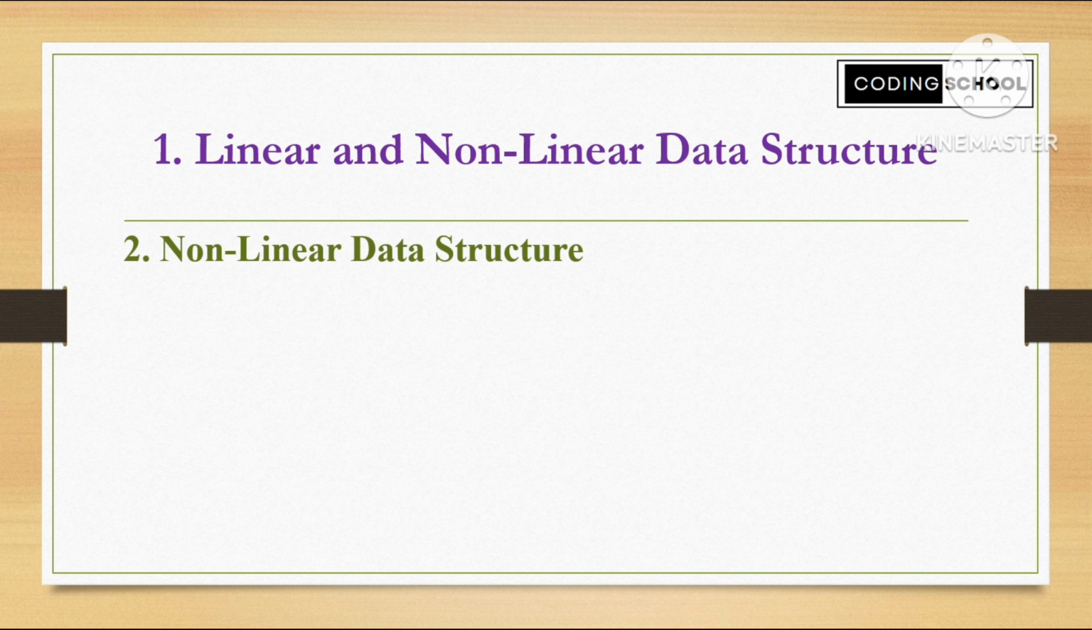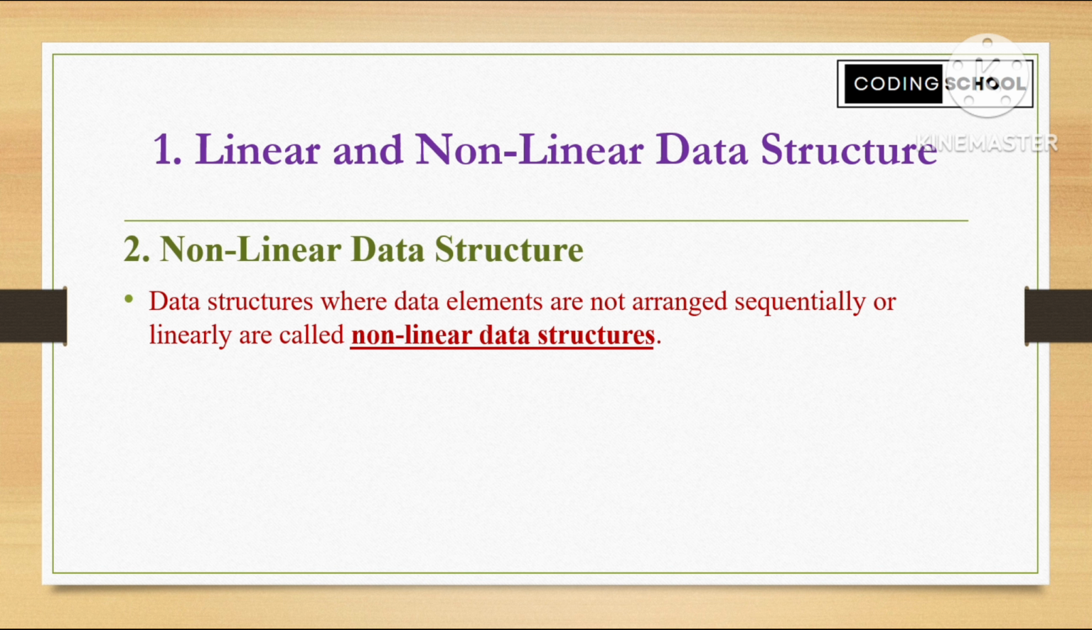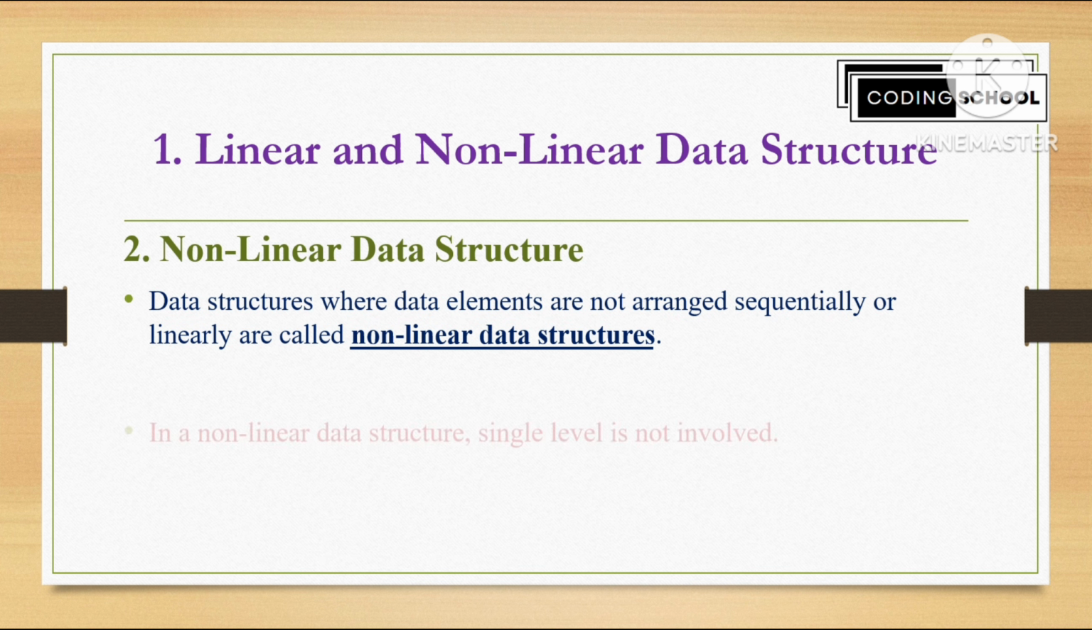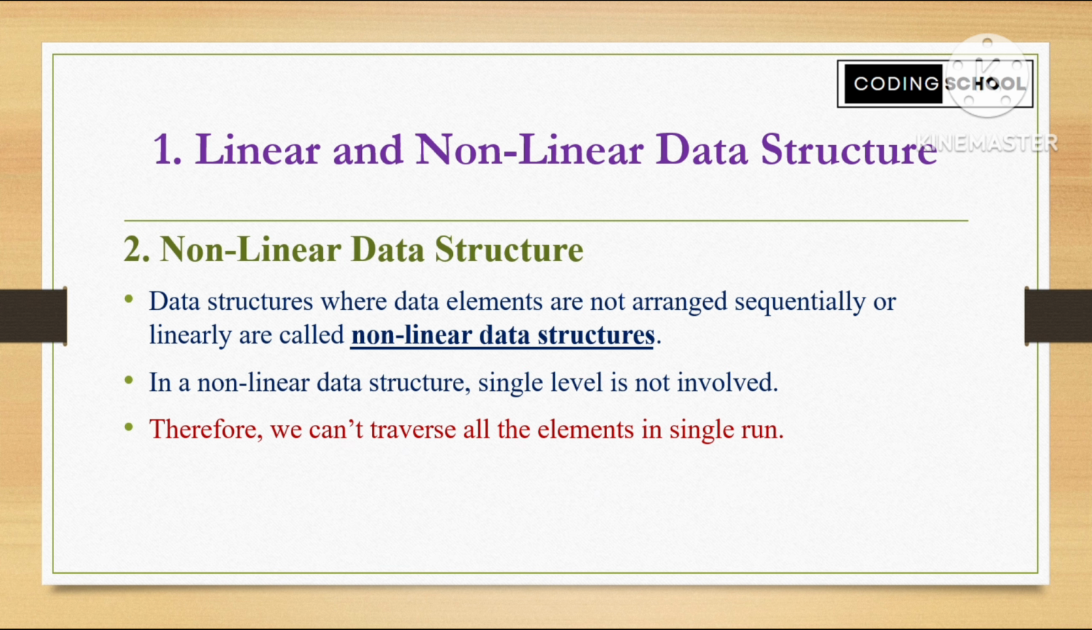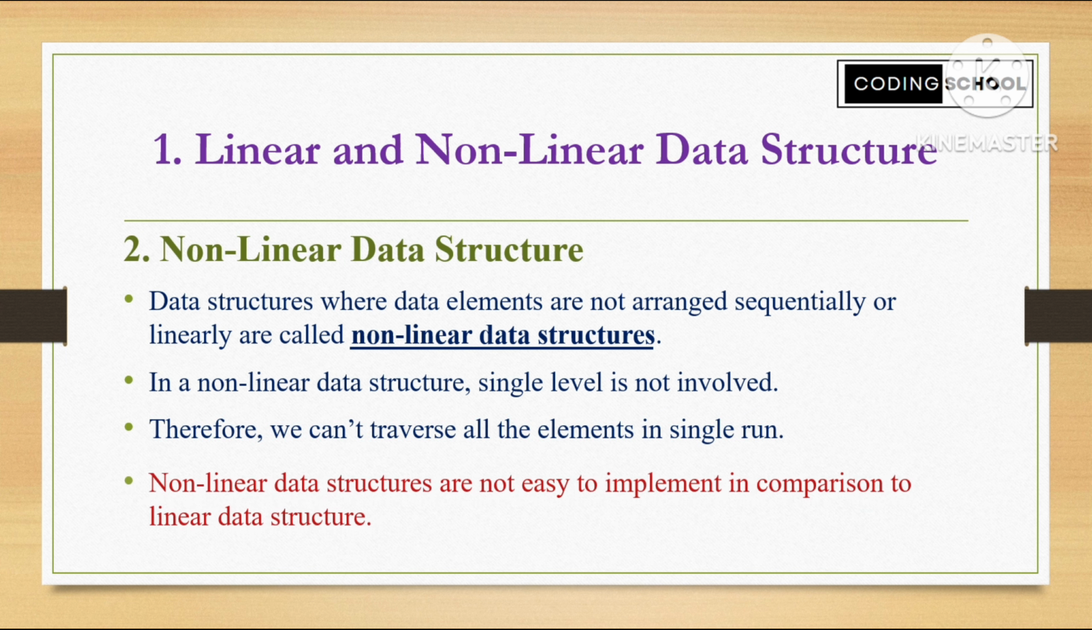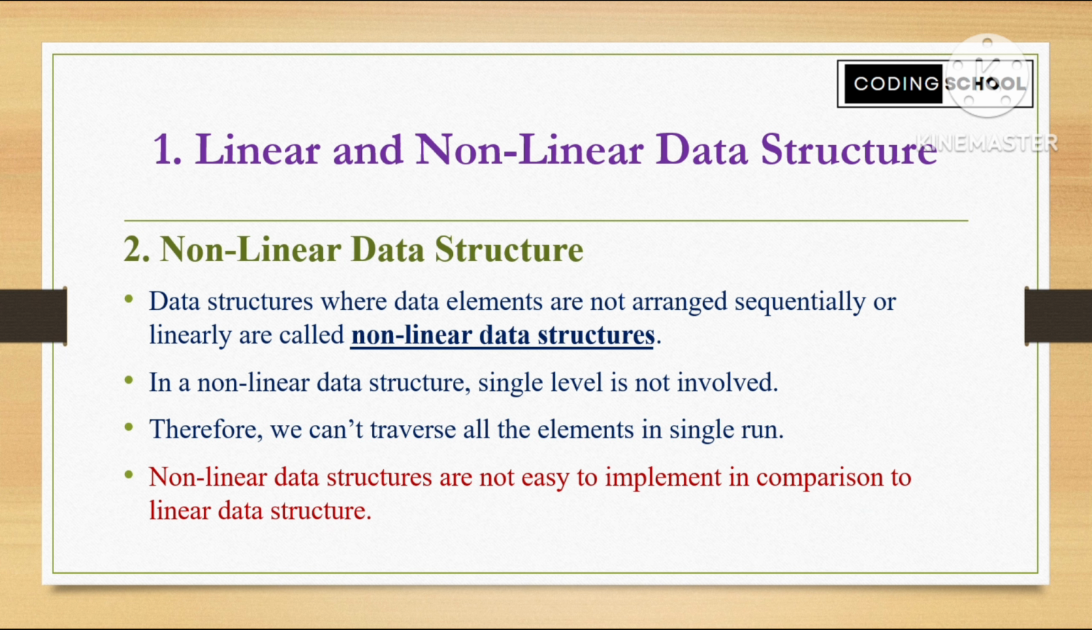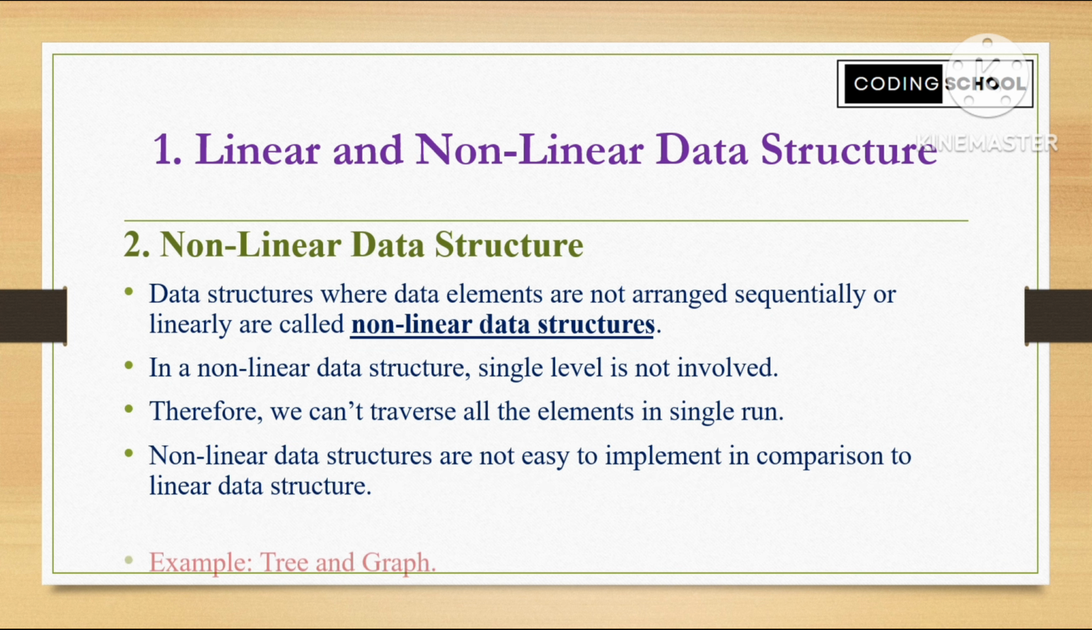Second is nonlinear data structures. Data structures where data elements are not arranged sequentially or linearly are called nonlinear data structures. In a nonlinear data structure, single level is not involved. Therefore, we can't traverse all the elements in a single run. Nonlinear data structures are not easy to implement in comparison to linear data structures. Example is tree and graph.